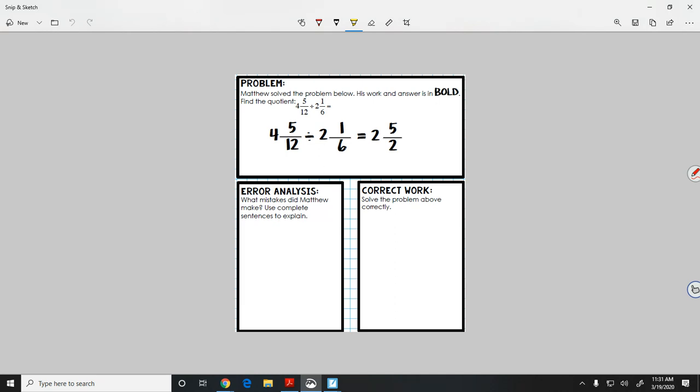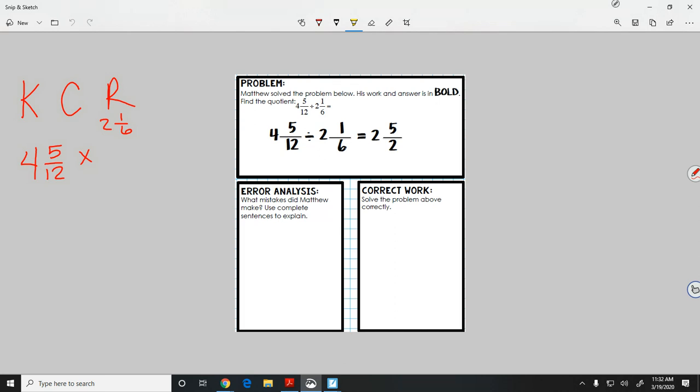All right, so when we divide fractions, just like yesterday, we have to keep, change, reciprocal. We have to keep 4 and 5/12, change our division to multiplication, and flip, or find the reciprocal of, 2 and 1/6. But how am I going to find the reciprocal of 2 and 1/6? What's the very first thing we should do before we do anything else?